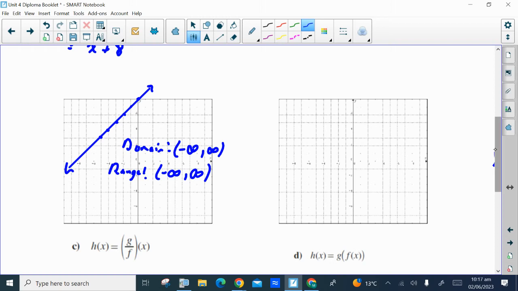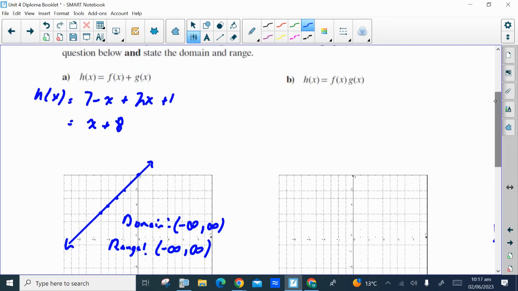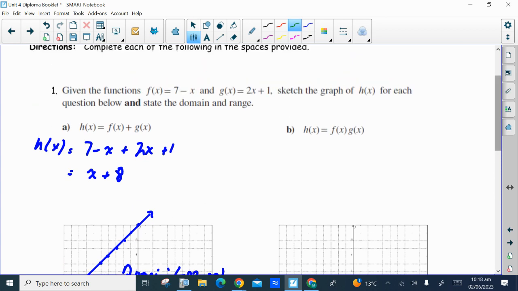Okay, on to number 2, or question B. This is the product of the two functions. That's what f at x times g at x means. So in this case, h at x will be the product of the two functions.